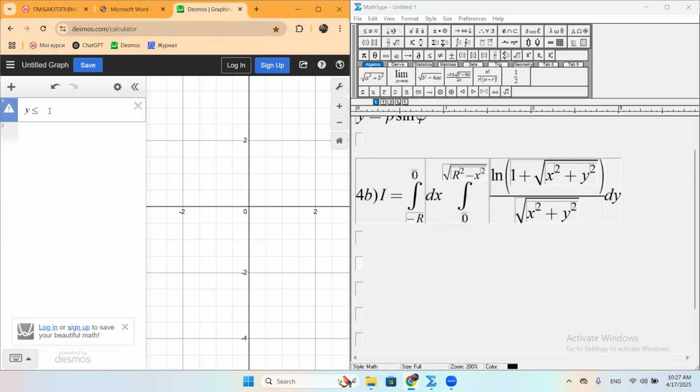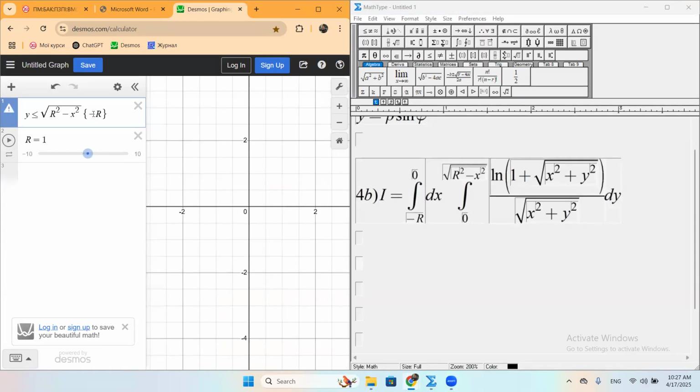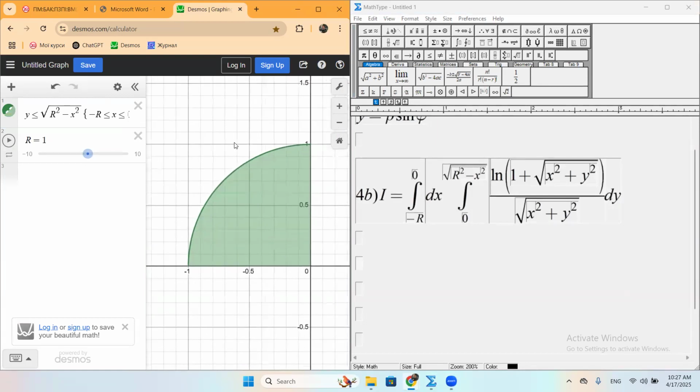So y is less than or equal to the square root of r squared minus x squared. And we also take into consideration that x is between minus r and 0, and also y is greater than 0. So we have such a quarter of the circle, so we can easily describe the region of integration.